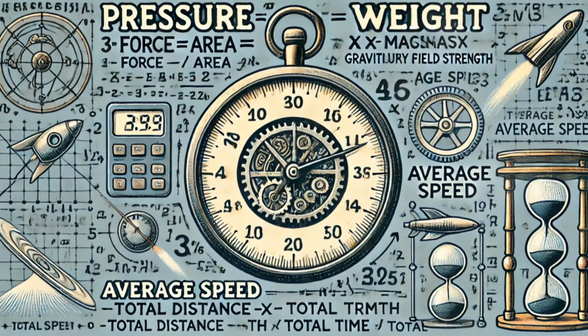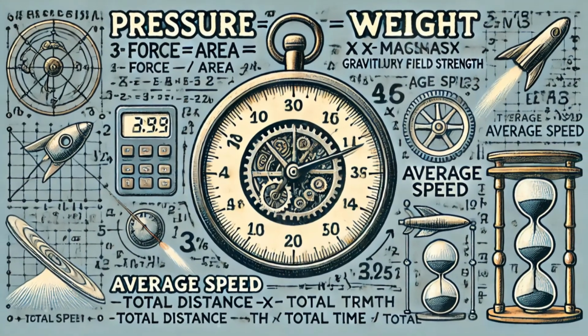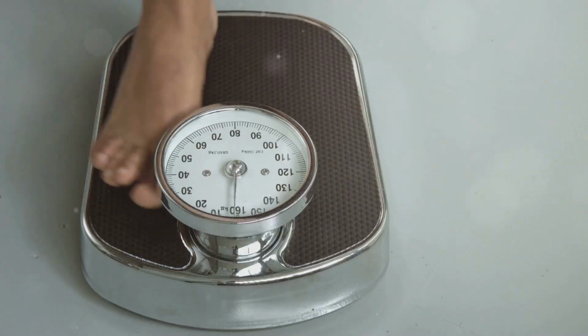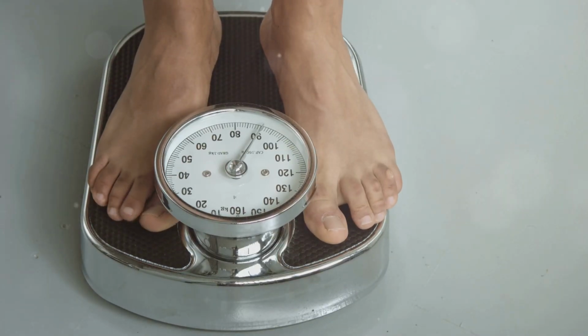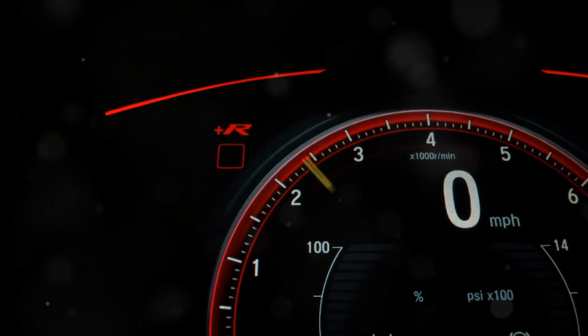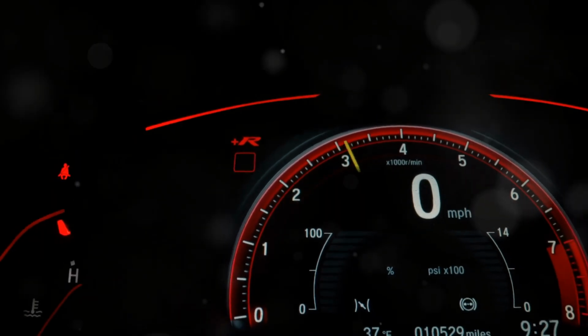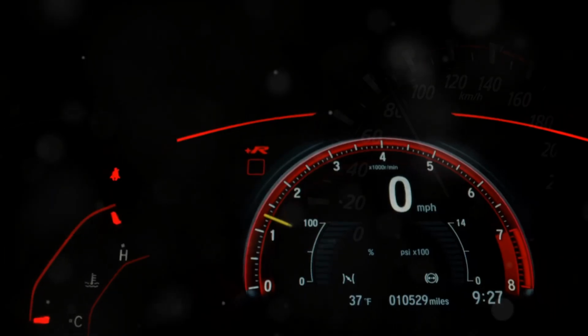Calculating pressure, weight, and speed. Pressure is calculated as pressure equals force divided by area. Weight is the force of gravity on an object, calculated as weight equals mass times gravitational field strength. Average speed is calculated as average speed equals total distance divided by total time.